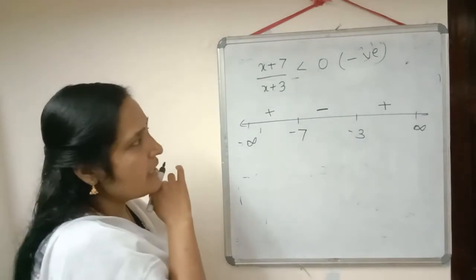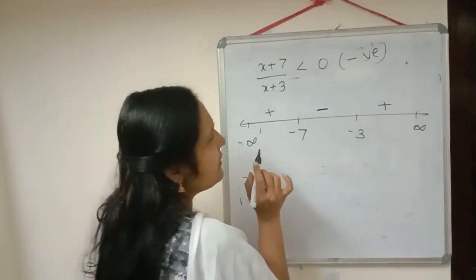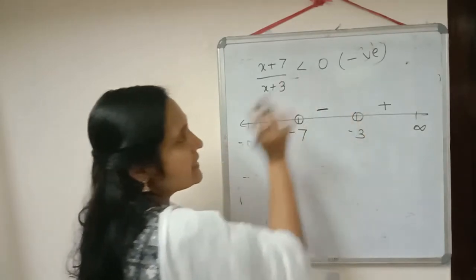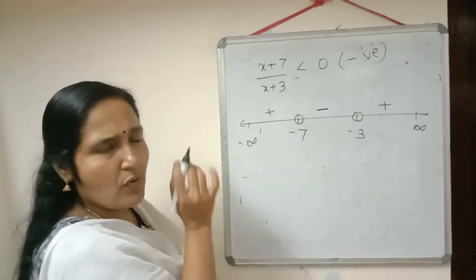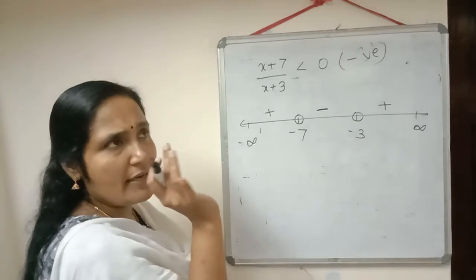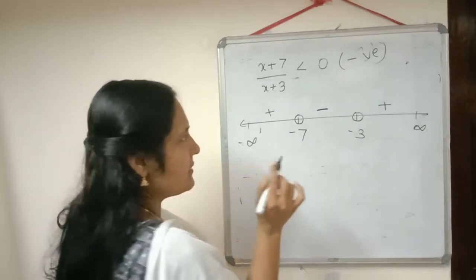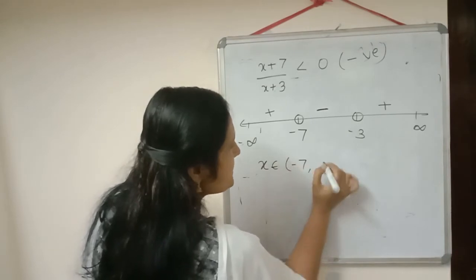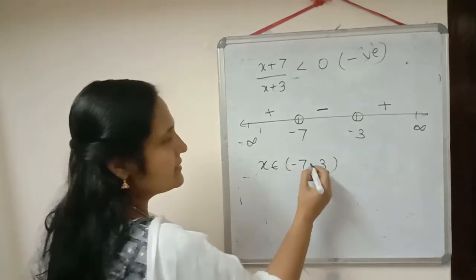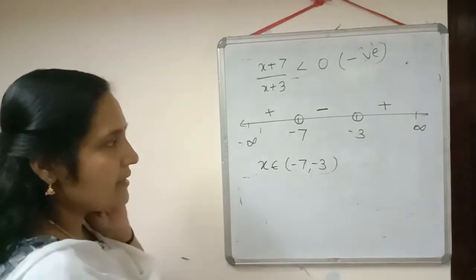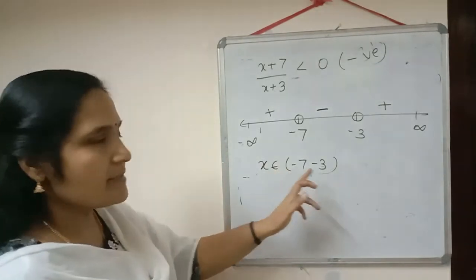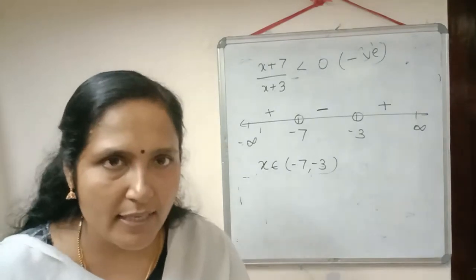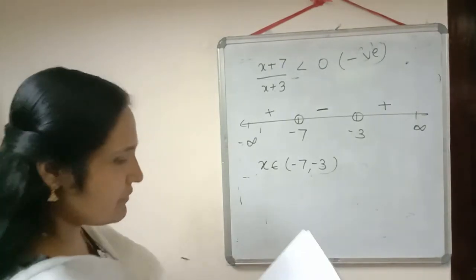So in which region are we getting a negative number? Here. And will the circle be darkened? No, because strict inequality is there. Only in case of the numerator will we sometimes get a shaded region. So our solution region will be -7 to -3. x will take all the real numbers between -7 and -3. I hope this method is getting clear. Okay, one more question we will do.